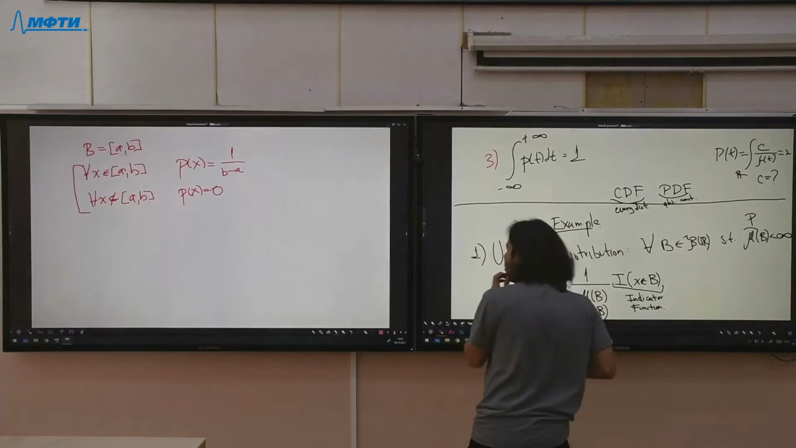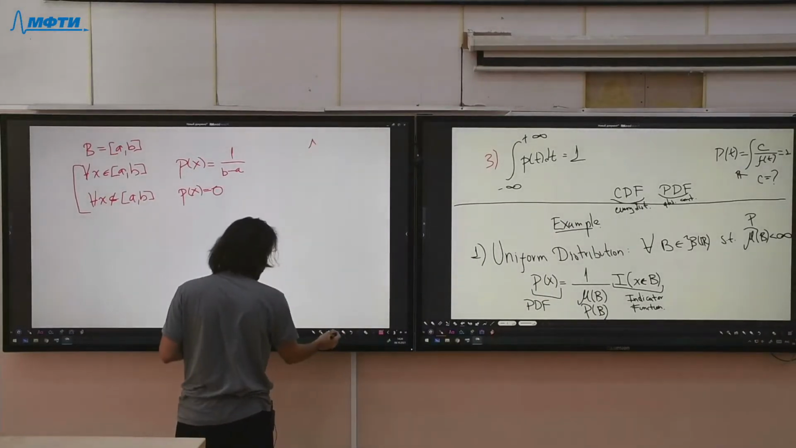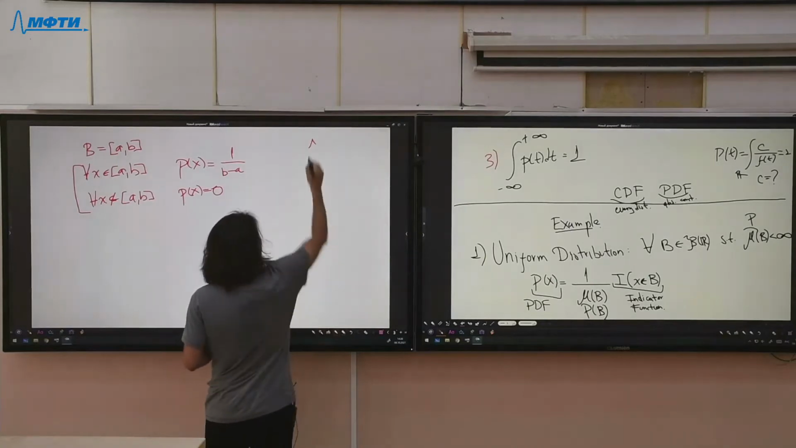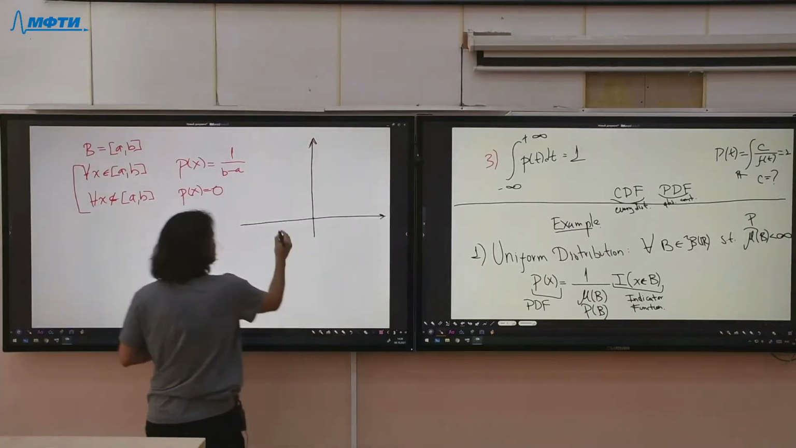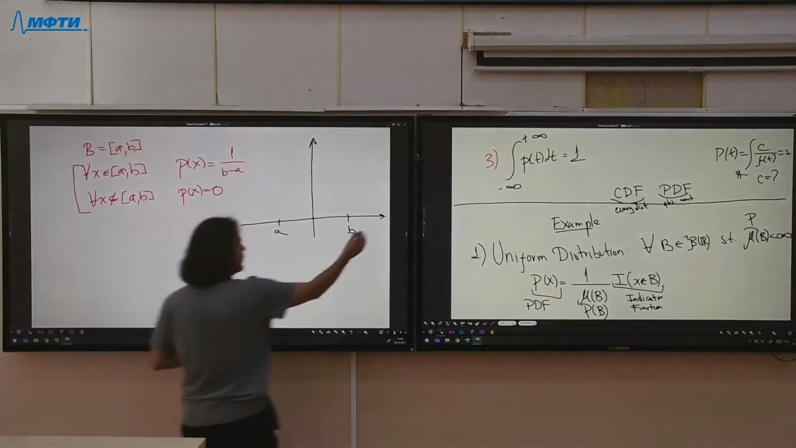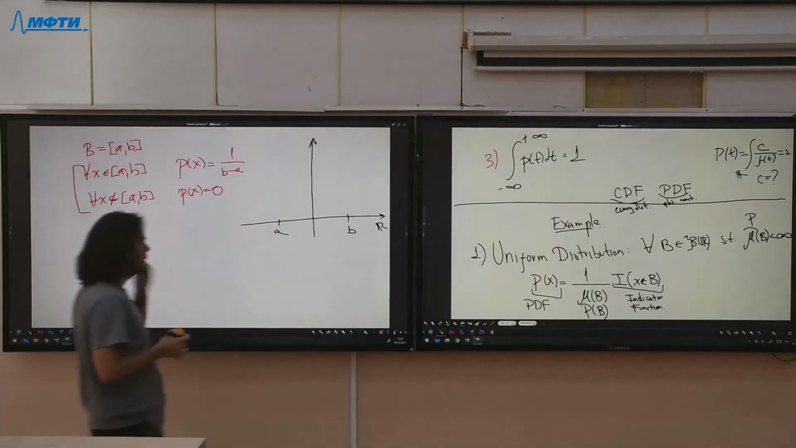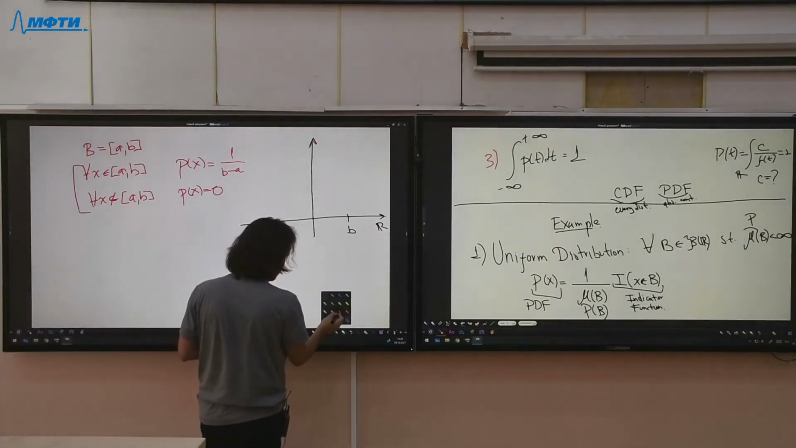So why do we need this? Look, let's draw this function. This is a, this is b, right? Of the real numbers here. And we want to draw the PDF.